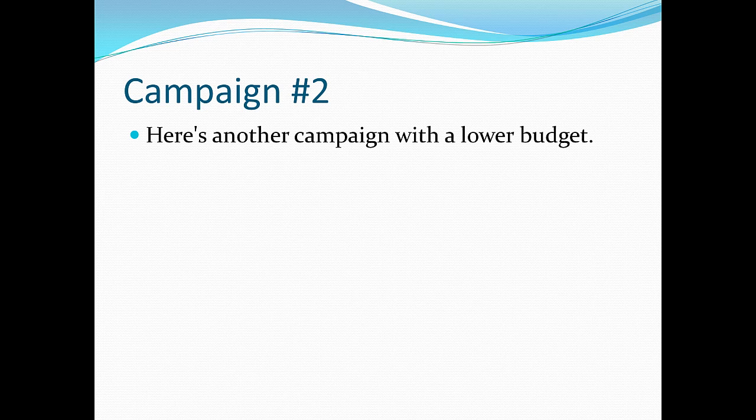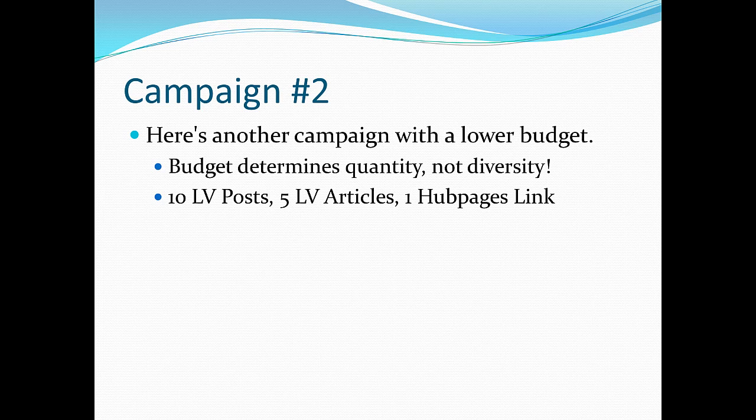Now, the reason I did a slightly smaller budget, even though the last one is a fairly low budget campaign, is because I wanted you to see that budget determines quantity, not diversity. So what I mean by that is we'll lower the amount of links that we're ordering, but not the amount of link types. Maybe it'll reduce a little, but we still want to have a large number of link types in our campaign. So for this one, I did 10 Linkvana posts, 5 Linkvana articles, and 1 Hub Pages link.